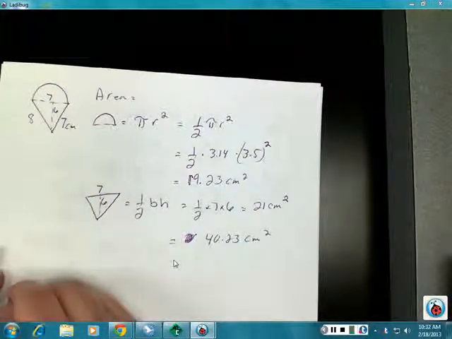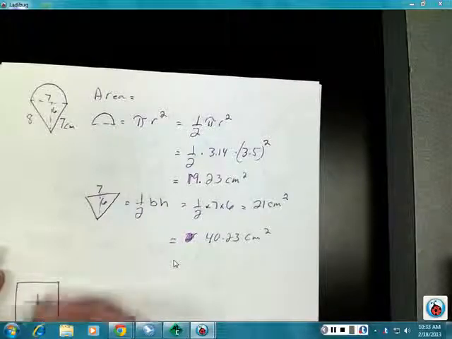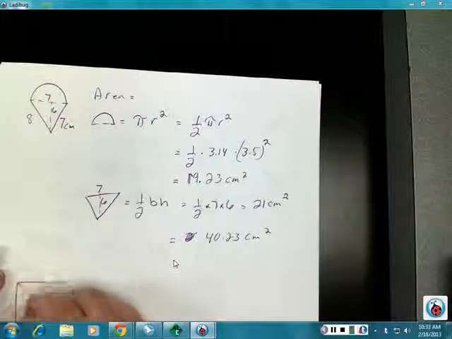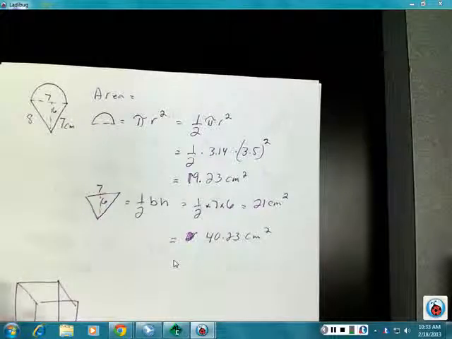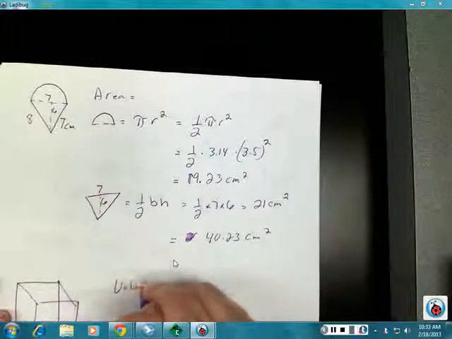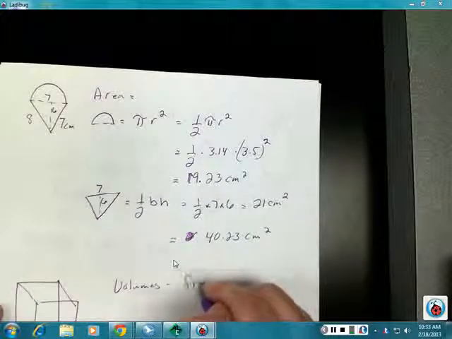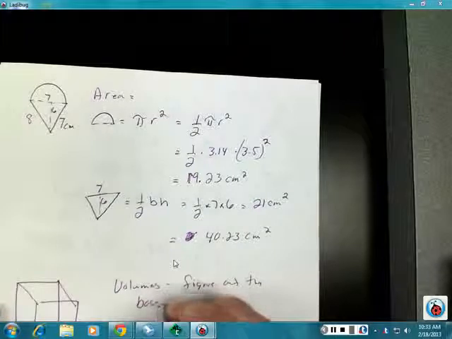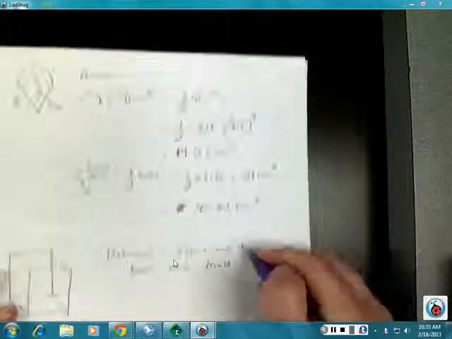Okay. Then they give you some volume ones in there. Now the thing about volumes is that with a volume, you always need to pay attention to whatever your base is. So volumes, figure out the base, and multiply it by the height. Yep.